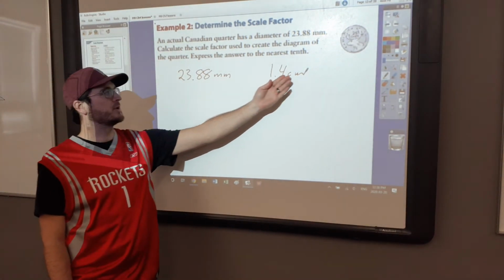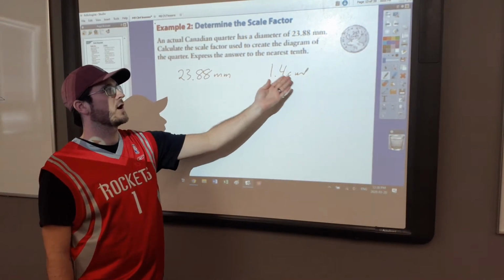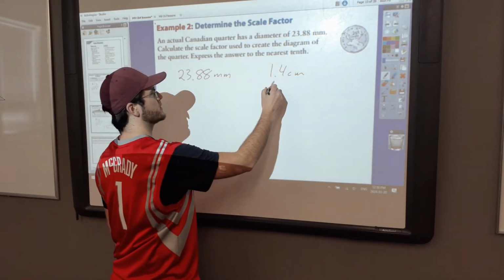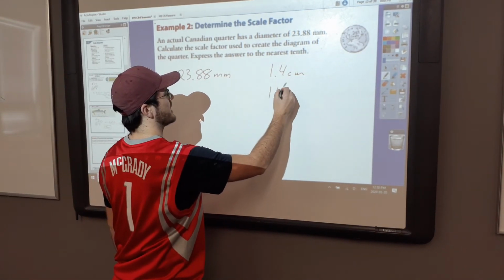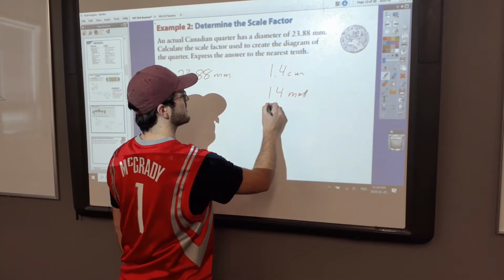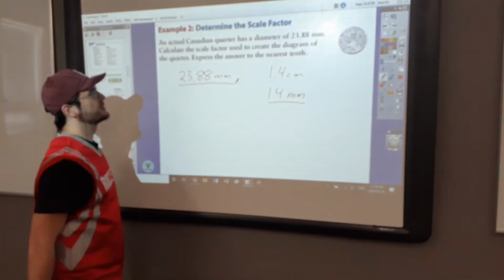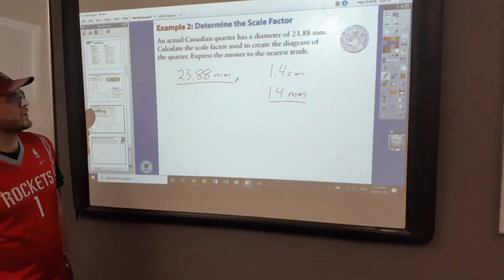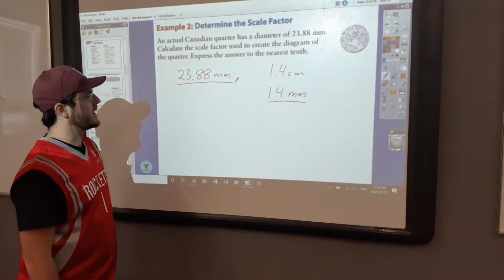Well, the main problem here is that it's a different unit. So you kind of actually want to measure this in millimeters, which you could do easily. Just change that to 14 millimeters across in the book. And then an actual quarter has 23.88 millimeters as a diameter.